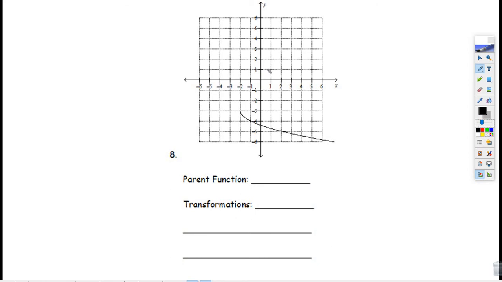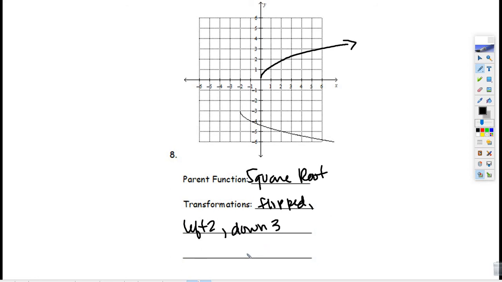So I know that this is the square root function, and the original looks something like that. Okay, so I know immediately, so this is square root, I know immediately that this has been flipped over the x-axis. So flipped has been moved left 2 and down 3.